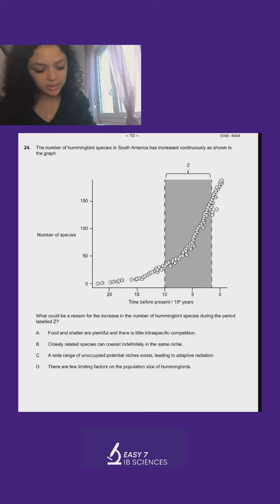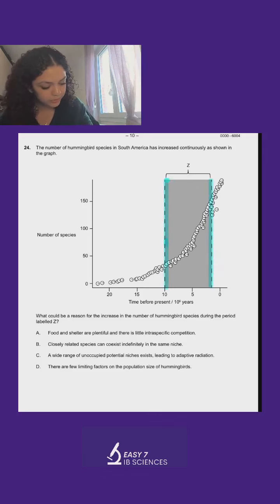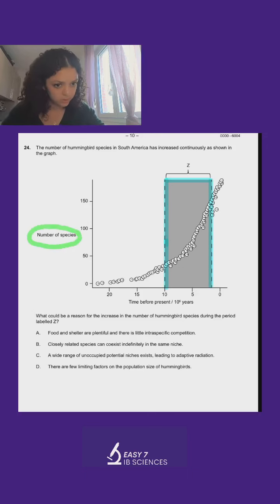Okay, good. It says the number of hummingbird species in South America has increased continuously, as shown in the graph. What could be a reason for the increase in the number of hummingbird species during the period labeled Z? So here we have an increase in hummingbird species. I'm going to give you a hint. Number of species. So not an increase in just hummingbirds, but hummingbird species. So be careful when you think about that.